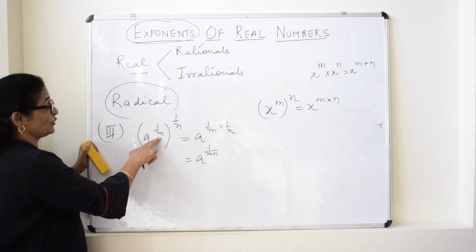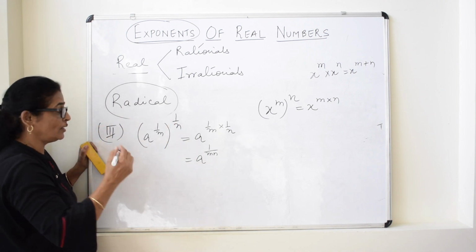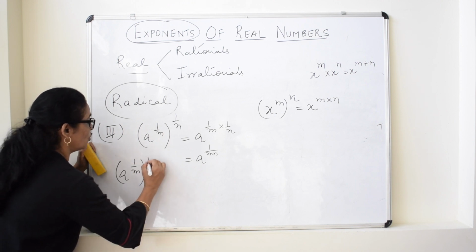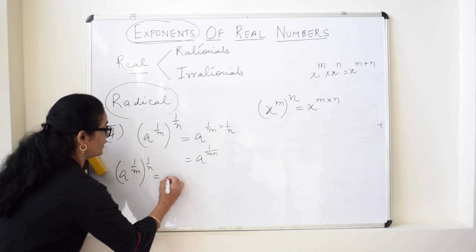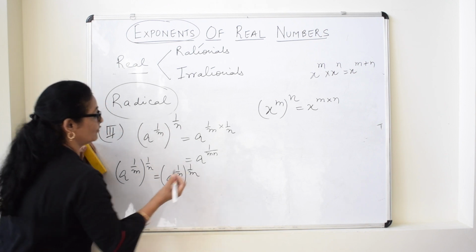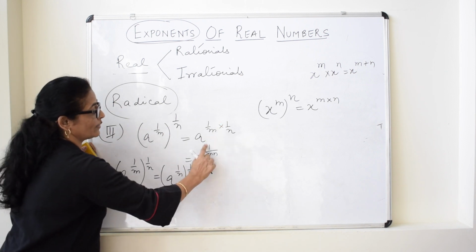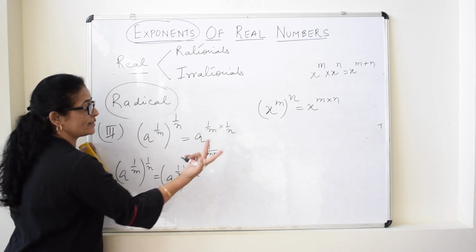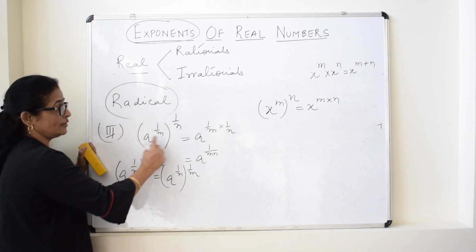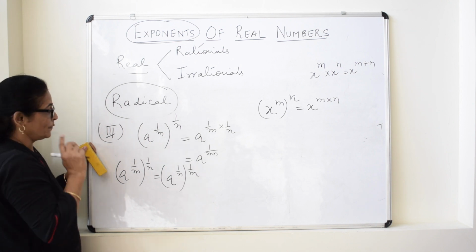Also, I told you when it is power to the power, they can be interchanged. So with that rule, we can say a to the power of 1 upon m whole raised to the power of 1 upon n is also equal to a to the power of 1 upon n and whole to the power of 1 upon m. Because 1 upon m into n can also be written as n into m. So this is the rule which is based on the third law, that the powers can be interchanged also.